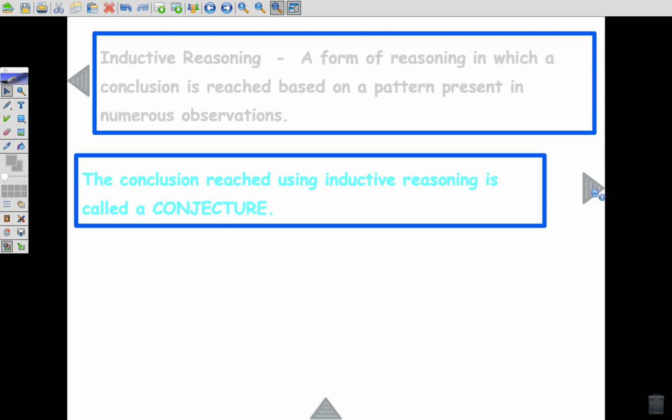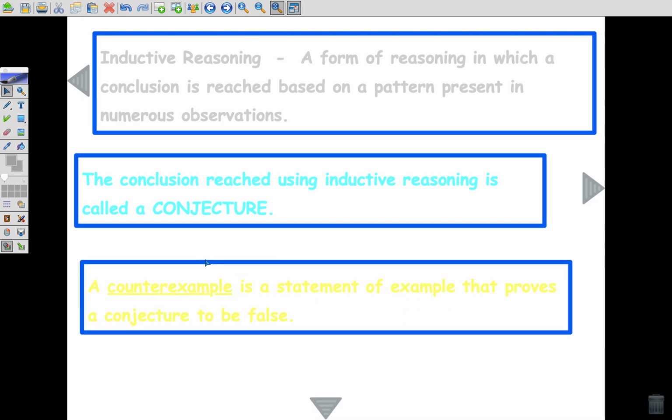All right, so the conclusion that we reached using inductive reasoning is called a conjecture. Okay, so that's our conclusion. It's a fancy name called conjecture. Now, if we're trying to see if something can always be true, we always kind of look to show if a conjecture is false. And if we can find just one example that a conjecture or a conclusion could be false, that's called a counterexample. And we would have to explain or write out what that counterexample is in order to prove a conjecture to be not true.